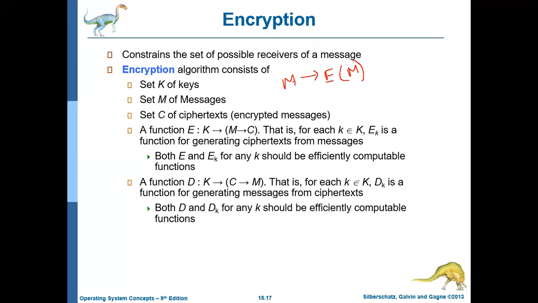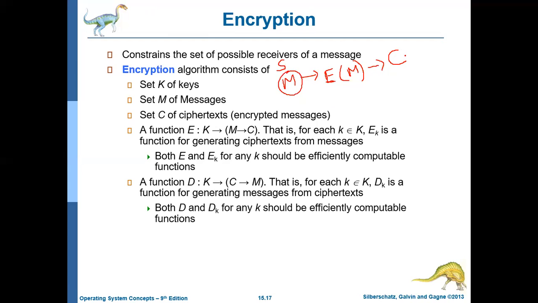Once you encrypt the message, M is the message, S is the sender. The sender will encrypt the message, E of M. Once you encrypt the message, what you get is called a ciphertext. Let us call it C. Ciphertext is text that does not make any sense. The message will make sense, but the ciphertext will not. By reading the ciphertext, nobody can get any meaningful content from it.